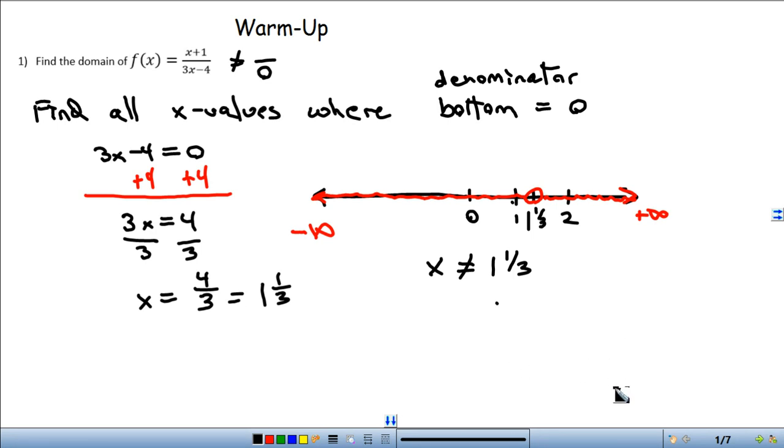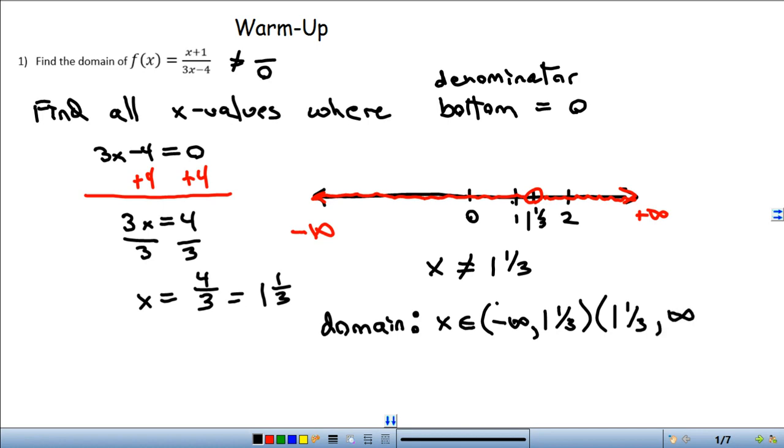Okay? Or I can represent it better yet in interval notation. I can say the domain, and I don't know why I have that slash there. The domain is x exists between, and now I put it. I can go from negative infinity to 1 1/3. And then I can go from to the right of 1 1/3 all the way to positive infinity. And there you go. That's your domain. And that answers the question here.